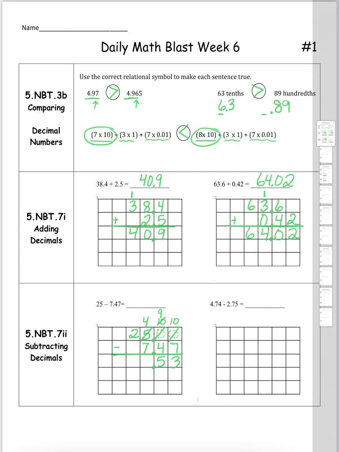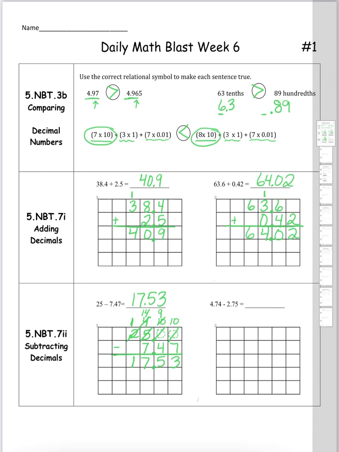Oh, I need to go get some more ones. I'm going to come over to my tens. I'll take one of those, which leaves 1 ten there, and I'll let 10 ones fall out with the 4 that are already there, and that's why that becomes 14. 14 ones minus 7 ones gives me 7 ones, and 1 ten minus nothing is 1 ten. So the difference, the answer to my subtraction problem here, is 17 and 53 hundredths.